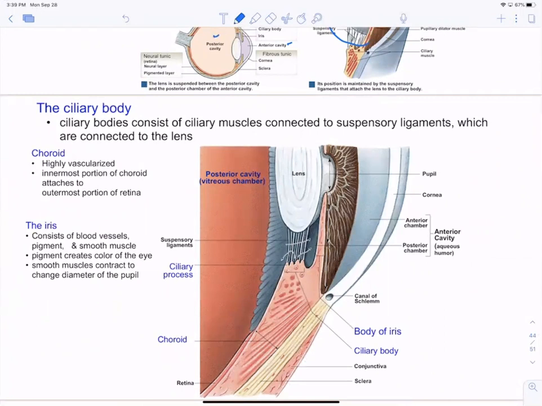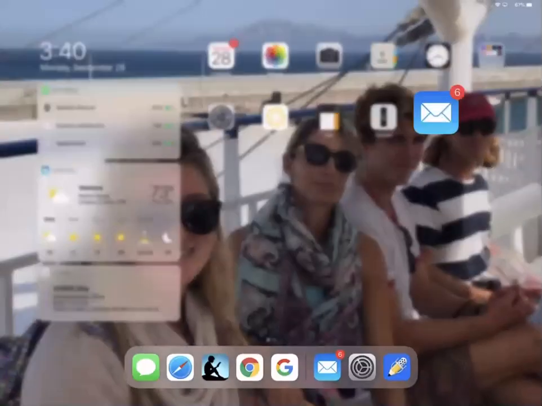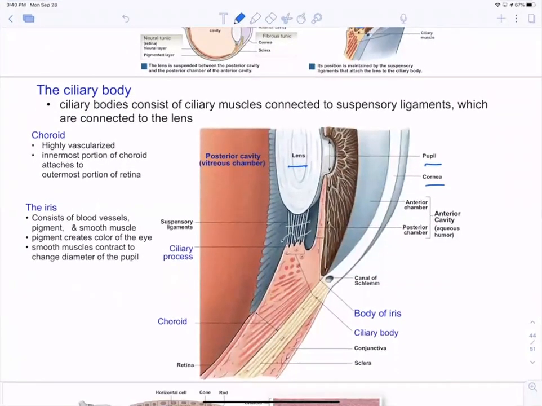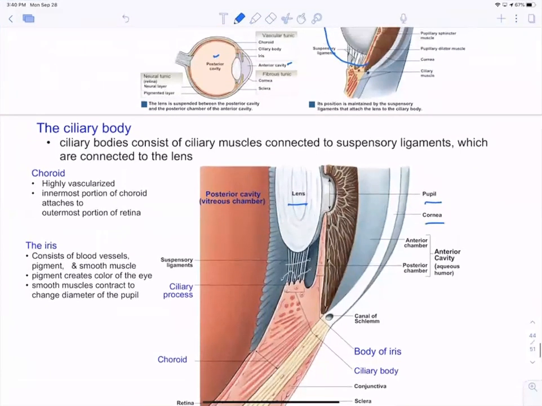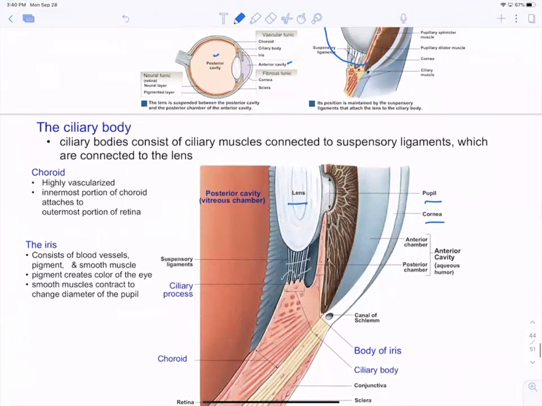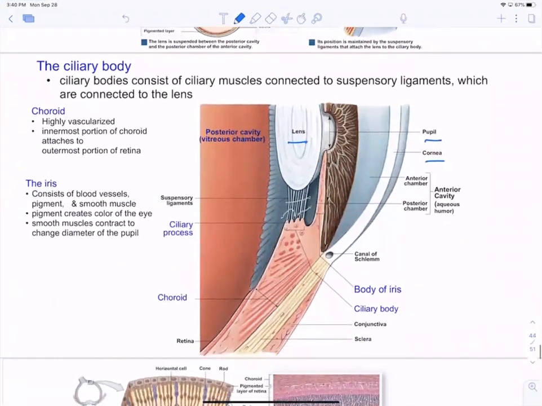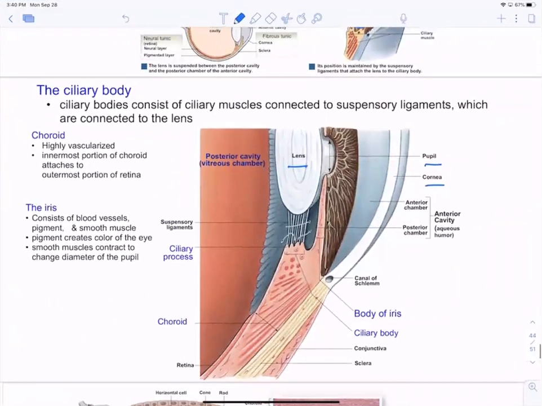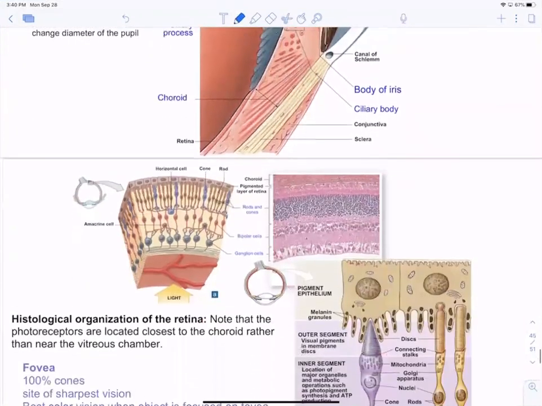And so you learn about this in physiology. So for now, you just need to know that's the lens, and that's the pupil, and that's the cornea. But when we get to physiology, whoops, it's important to understand that the lens is changed in shape by the muscles of the ciliary body. So this goes through that area. Suspensory ligaments are what are attached to the lens.